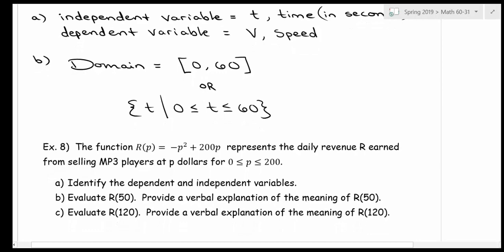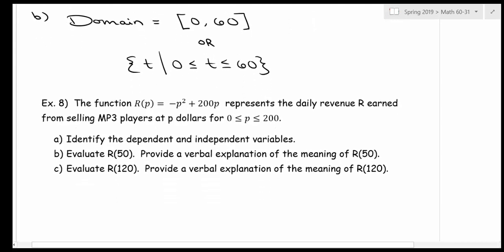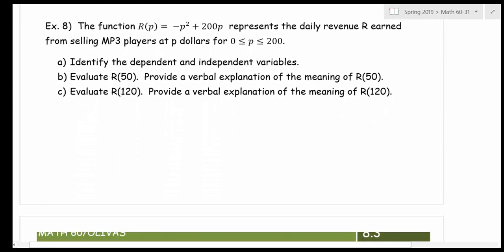The next problem. The function r of p is equal to negative p squared plus 200p represents the daily revenue r earned from selling MP3 players at p dollars for p is greater than or equal to 0 and p is less than or equal to 200. Identify the dependent and independent variables. Let's start off with part A.